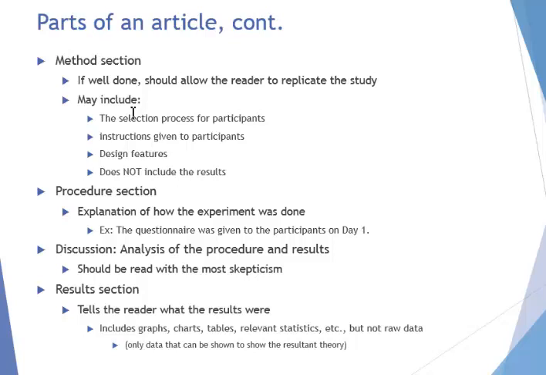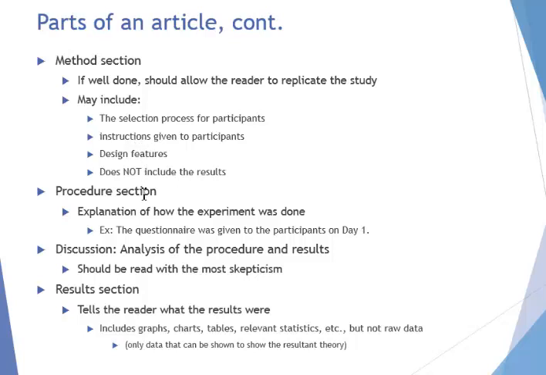Okay, the method section, as we discussed before, can include the process for participants. How did you select the participants? How did you come to choose people? Did you just look them up in a phone book? Did you put in an ad asking for people to come and volunteer? Instructions given to the participants. What did you tell the participants? Design features of the experiments.